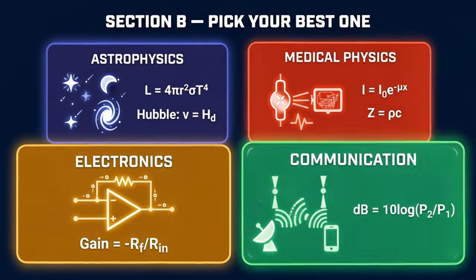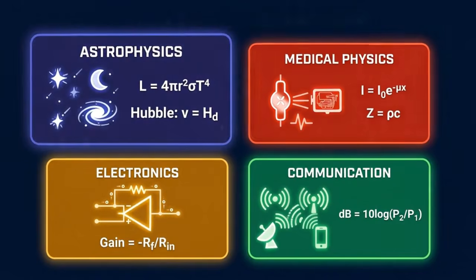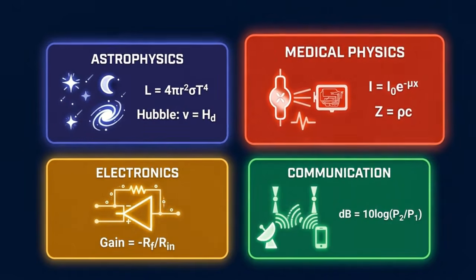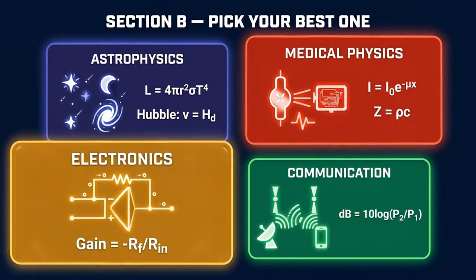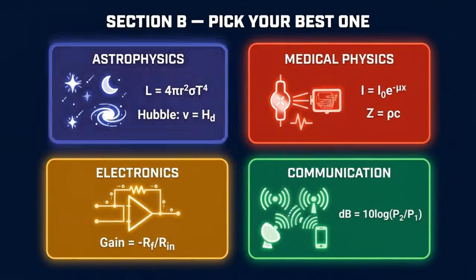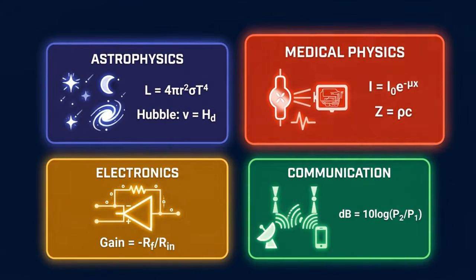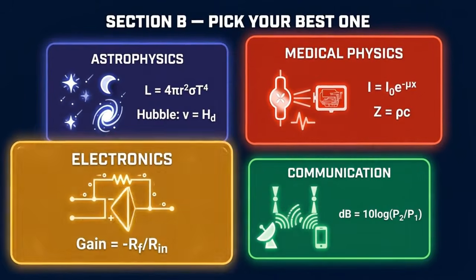Astrophysics. You will need the Stefan-Boltzmann law L equals 4 pi r squared sigma T to the fourth, Wien's displacement law and Hubble's law v equals Hd. A very common question asks you to explain how the distance to a distant galaxy is measured. Know standard candles and Cepheid variables.